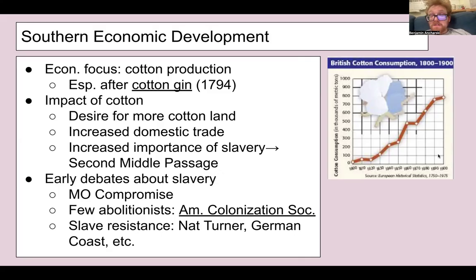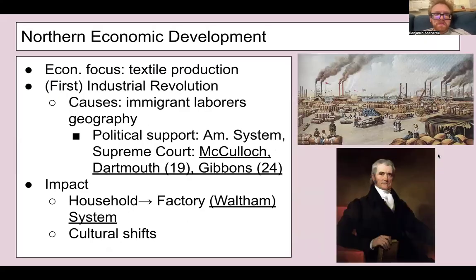For example, there's Nat Turner's rebellion in the 1830s, there's the German Coast Uprising in the 1810s, and there's the Denmark Vesey conspiracy in the 1820s. Now, we'll talk about all of these conspiracies and slave rebellions more in our next unit, actually. But it is important to understand that slaves did not like being slaves, despite what some historians you will read will say. Ultimately, though, what is the big part of the country that changes the most, arguably?